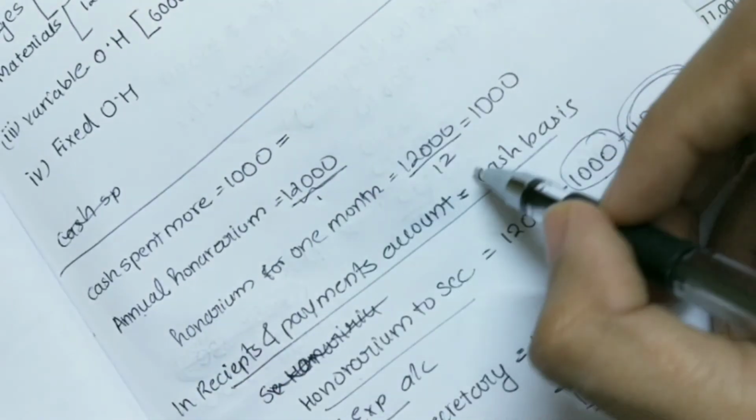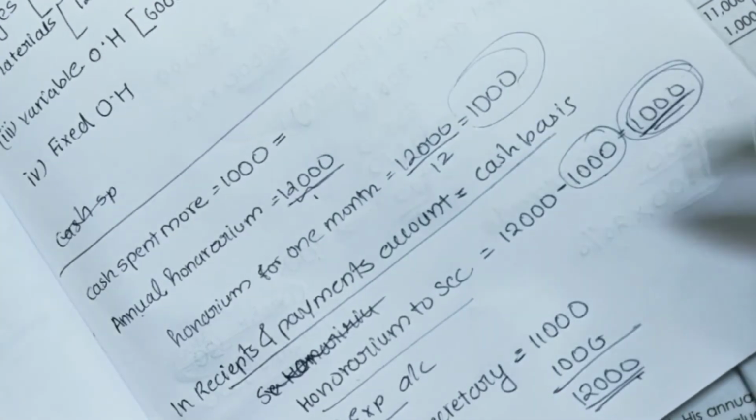And the other thing is that there is an honorarium, right? There was an honorarium here. The honorarium of this 1,000, that is, this 1,000 is something which we never gave.